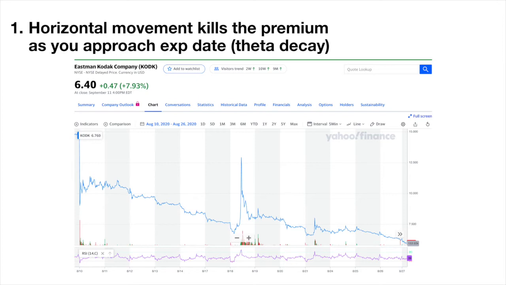But it's not a rapid decline. It's a really slow, gradual decline. From 8/10 to 8/11, look at the decline. Then from 8/11 to 8/12, look at the decline. Then from 8/12 to 8/13, look at the decline. It's very gradual. From 8/13 to 8/14, look at the decline, right? Then from 8/14 to 8/17, look at the decline.